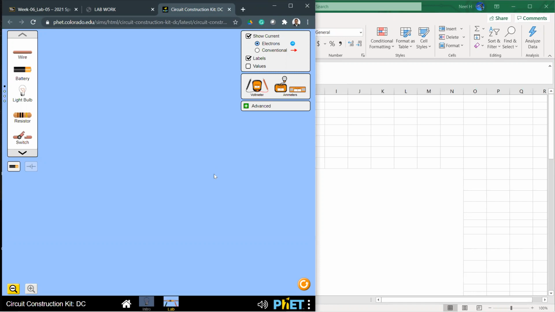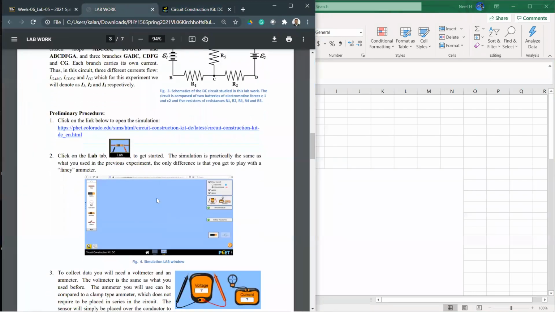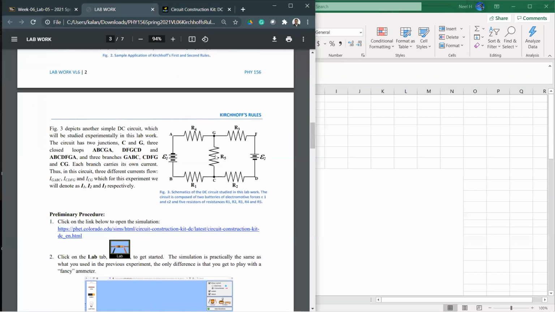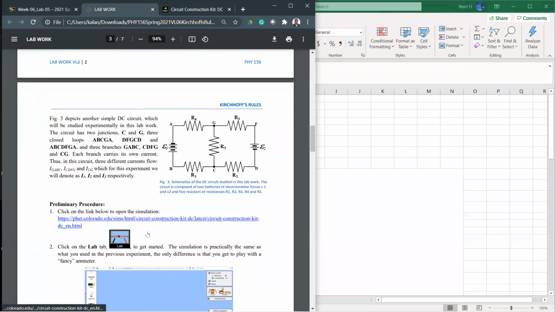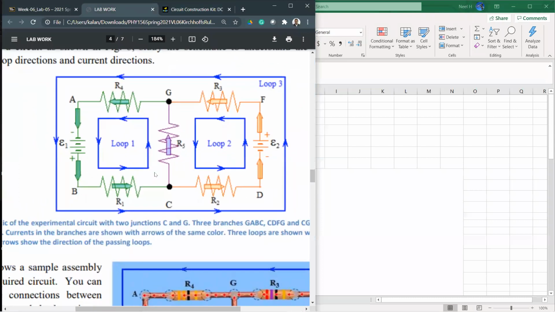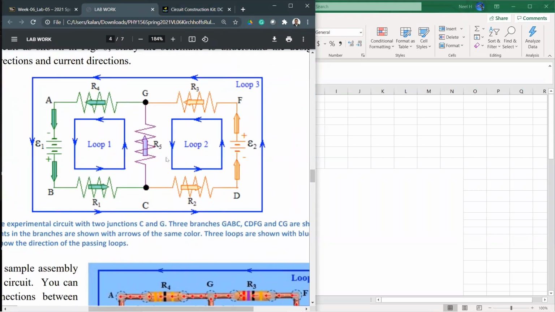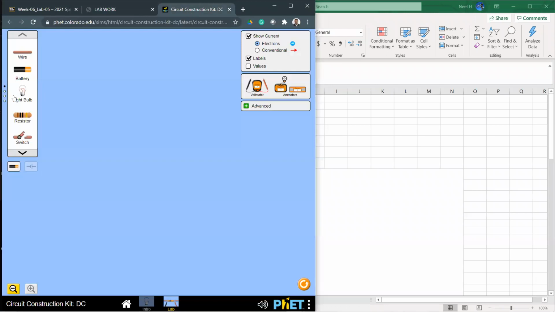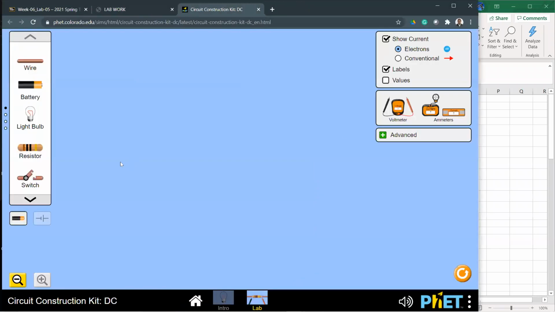Okay, now let's build the circuit first, right? So we are trying to analyze this circuit right here. There are 5 resistances and 2 voltage supplies. That's the one we're analyzing. So we need to build this circuit first. I need 5 resistances and 2 voltage supplies here. Let's build that first. We can change the resistor values later.